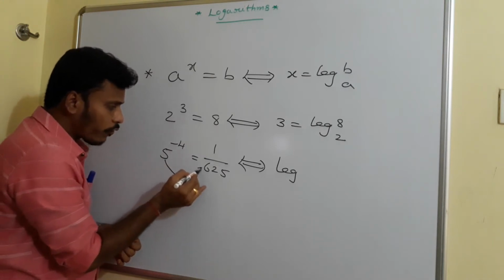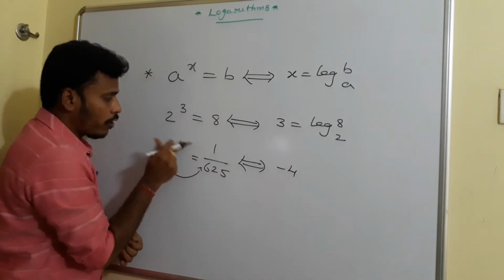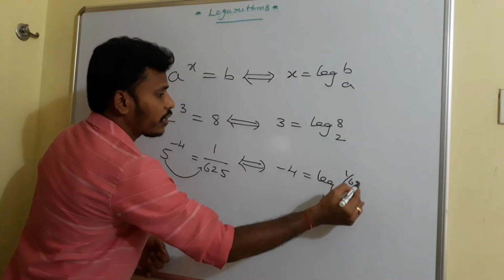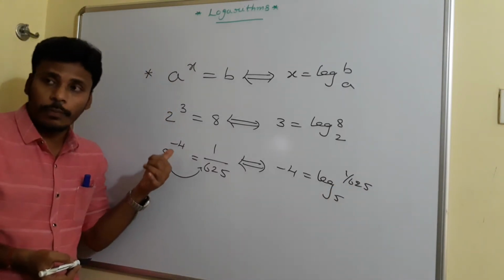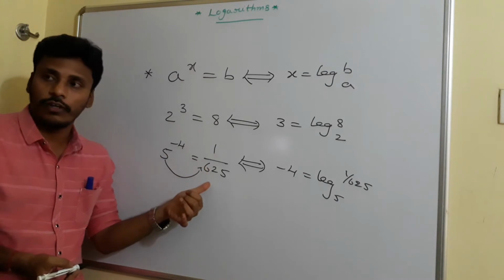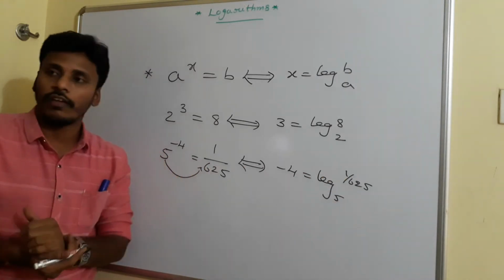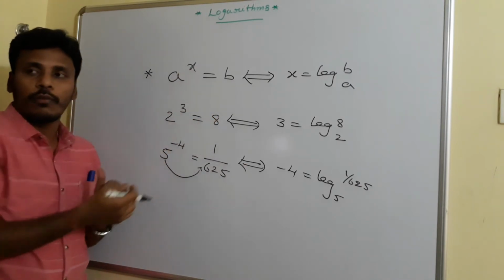If you send this 5 to that side, you will represent it like minus 4 is equal to logarithm of 1 by 625 base 5. Just have a look. This is 5 power minus 4, and we will write it like 1 by 625. So if you send this 5 to that side, it becomes logarithm of 1 by 625 base 5. See, a power x is equal to b, then x is equal to logarithm of b base a.